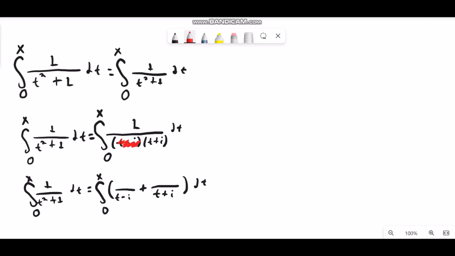And you'll see that we get 1 over i plus i, in other words, 1 over 2i. So that's going to be my numerator for this one: 1 over 2i.